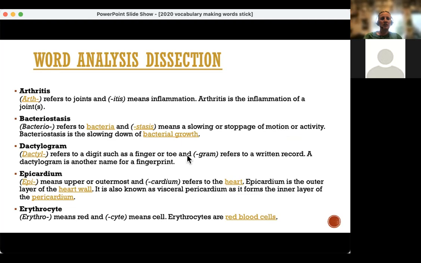Dactyl, digit, and gram is written. So it's another name for, you guessed it, maybe you didn't, fingerprint, right? Those are really horrible words. What in the world does that mean? But if you break it apart and know what each part of those words means, it's not a word that you have to remember. Dactylogram, oh my gosh, what is that? Dactyl means finger, right? And gram means written. You could think of the word program. What's a program? It's something that's written down for us to know what's going to happen, right? So gram, I can relate to in my words, the word program, right?